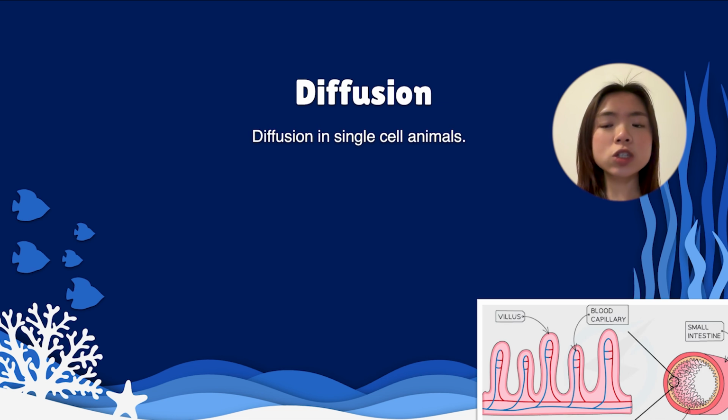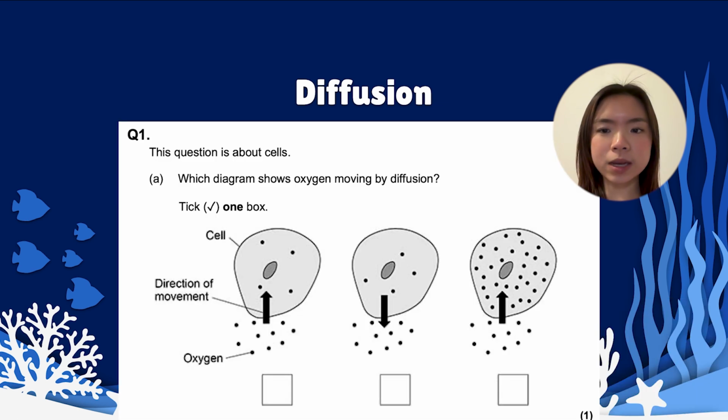However, diffusion is not enough for animals, for example, humans, and this is because we are so big and we're not able to obtain all of our nutrients through diffusion.